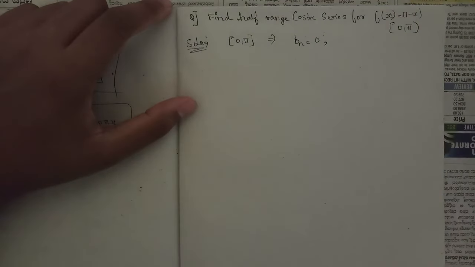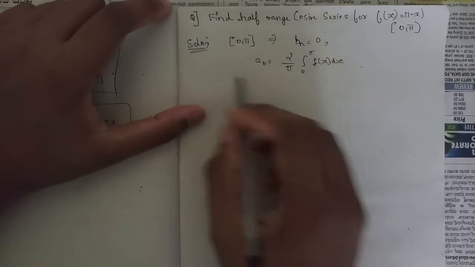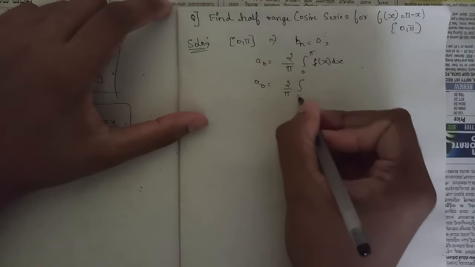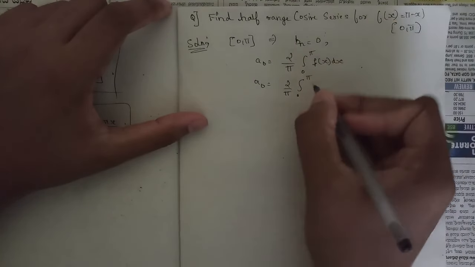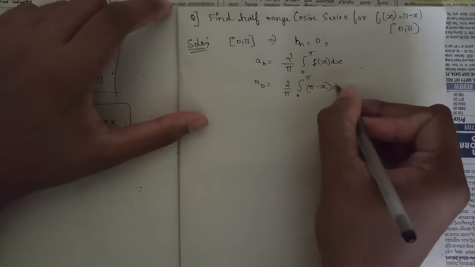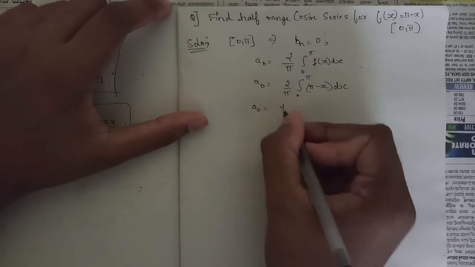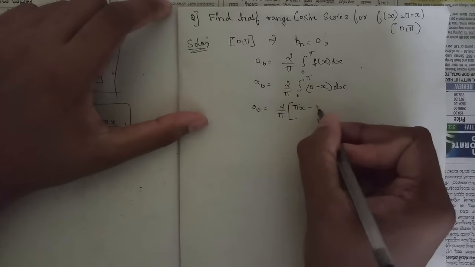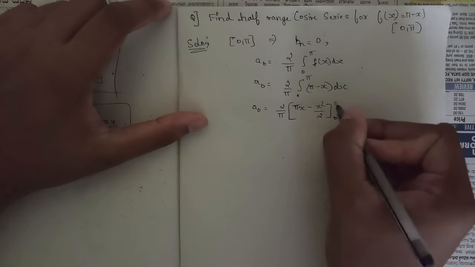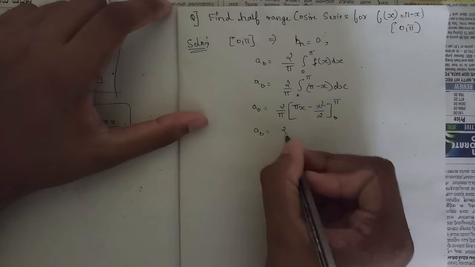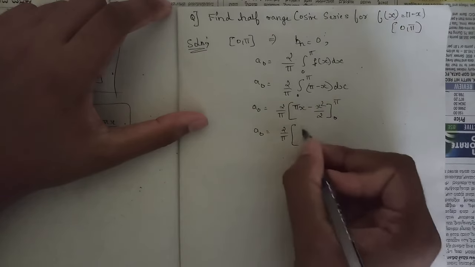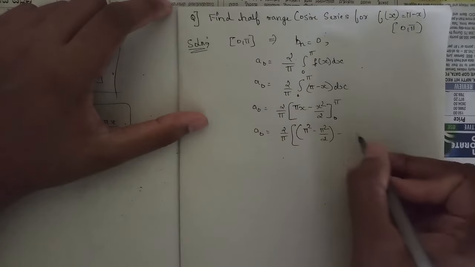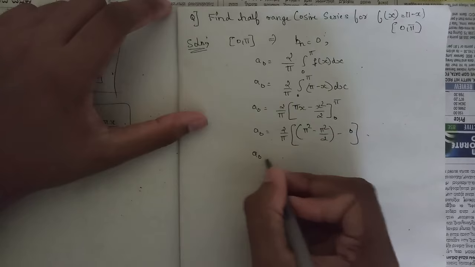So we'll find the values for a0. So this is the formula to find a0. 2 by pi, integral 0 to pi, the f of x given is pi minus x dx. 2 by pi. So integrate the function, that is pi x minus x square by 2 from the interval 0 to pi. a0 is equal to 2 by pi into first the upper limit, that is pi into pi is pi square minus pi square by 2, minus the lower limit is 0, right? So I'll write it as 0.